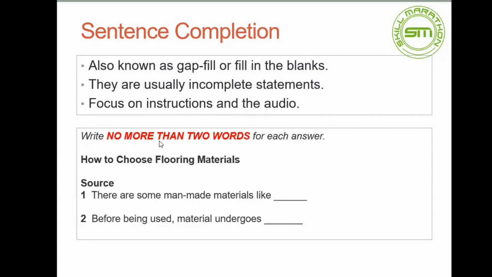So here it says no more than 2 words for each answer, which means my answer can just be 1 word or 2 words. If it happens to be a number, I will have to spell it. Okay, it says how to choose flooring materials. Source. There are some man-made materials like. So what would it be? Obviously, it's going to be a word and probably an example of a certain man-made material. Correct? That could be an answer.